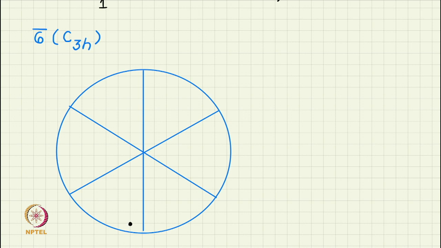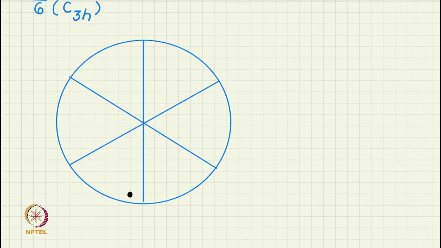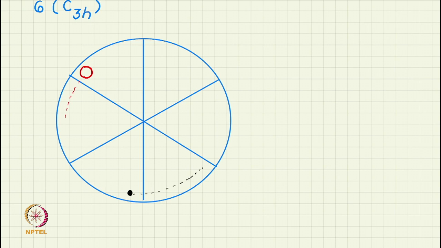We start with a right-handed object above the equatorial plane, then a 60-degree counterclockwise rotation, followed by inversion. So, that takes us there. It changes the handedness and changes the level, so it goes below. Another 60-degree counterclockwise rotation and inversion brings it again above and with changed handedness. So, from red it again becomes black.